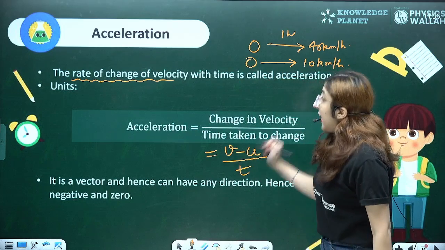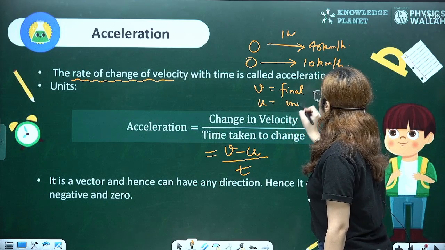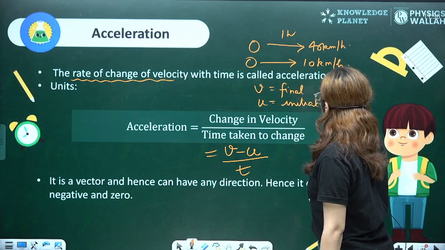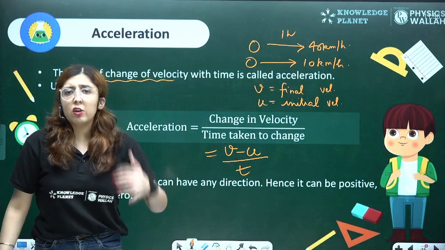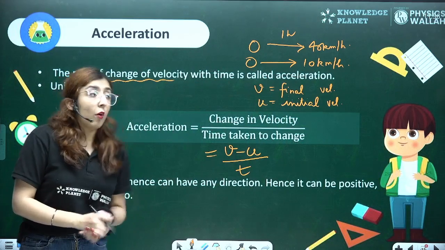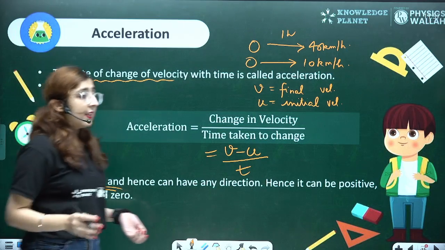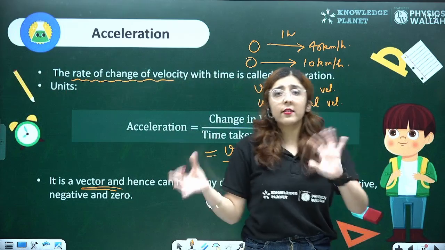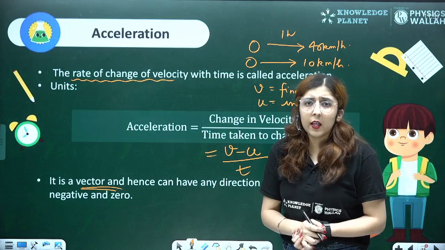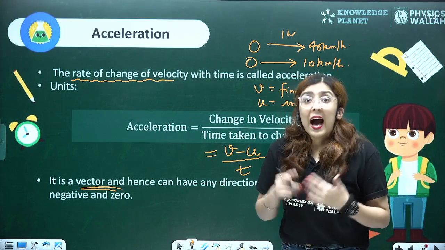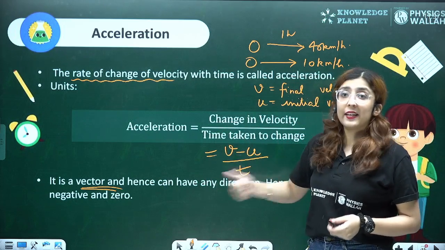V is nothing but final velocity. U is nothing but initial velocity. Final velocity is when you stopped observing. Initial velocity is when you started to observe. Moreover, velocity is of course a vector quantity. Acceleration, in simple terms, is change of velocity by time taken, that is, how quickly the change is arising. I am concerned with that as well. I am not just concerned that change is taking place, but how quickly it is coming out.